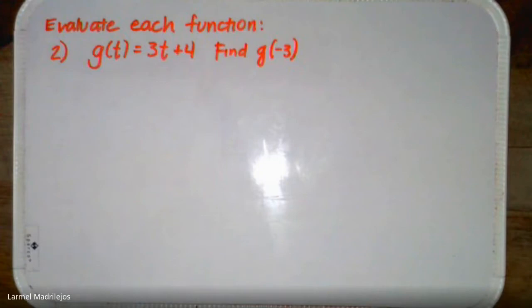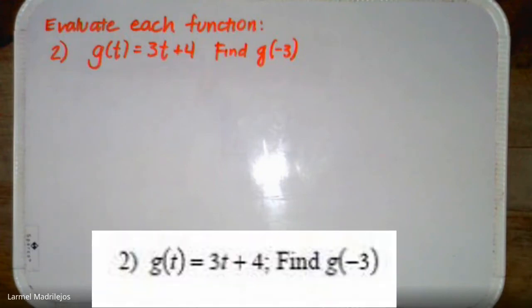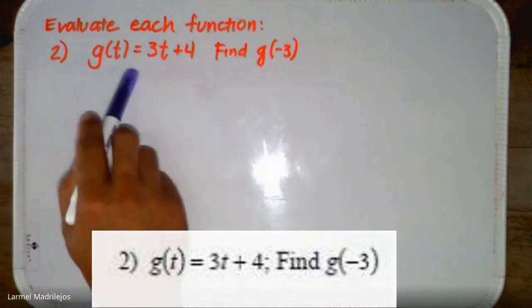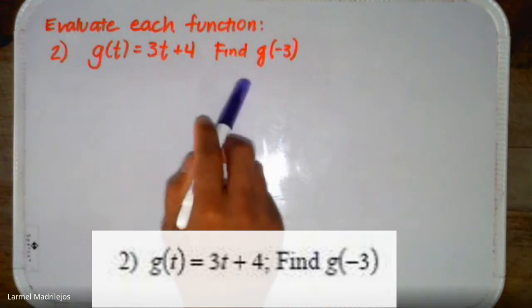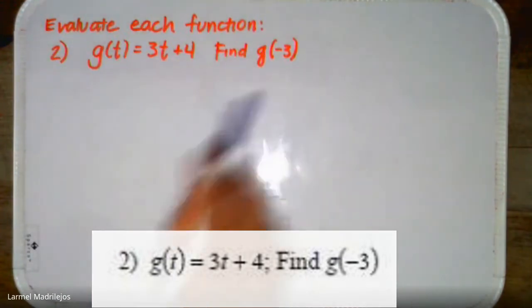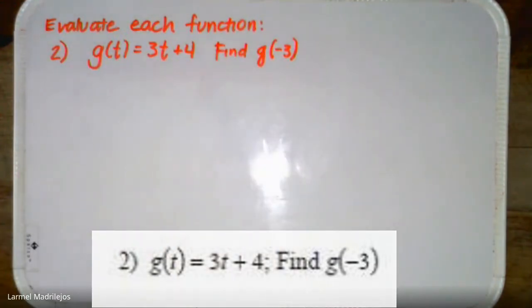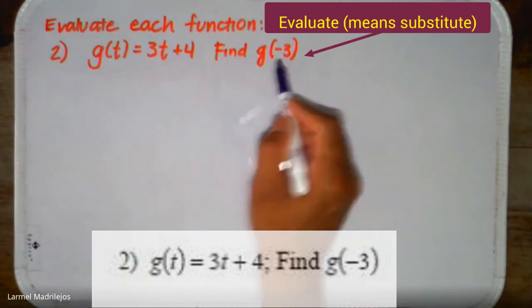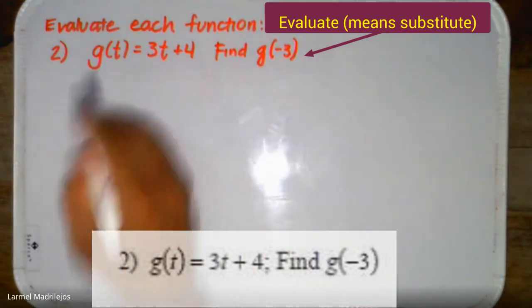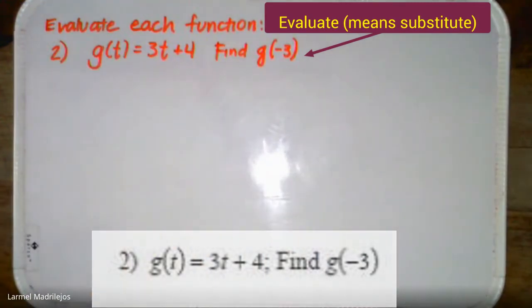Okay, question number 2. Evaluate each function. G sub t is equal to 3t plus 4. Find g sub negative 3. So, what does it mean? I need to substitute this value on every t. This is how it works.